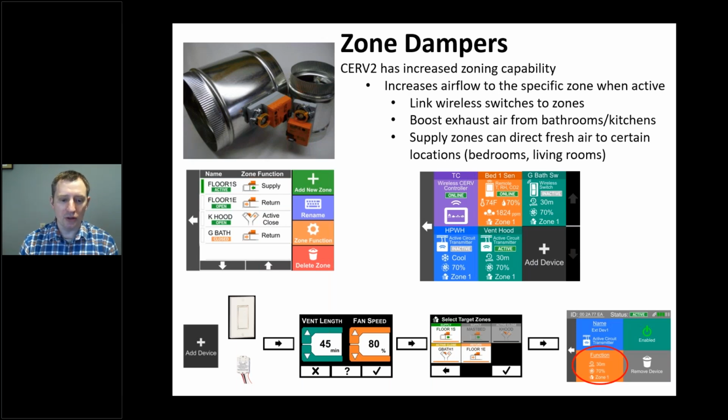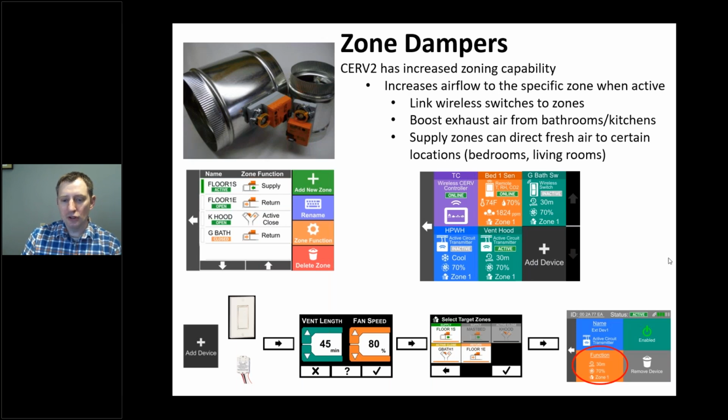And these zones you also set, so you can link several to the same switch, or several switches can be on one zone. So you can have multiple bathrooms on a single zone damper if they're all connected together. So it really depends on the house layout and how you may want to control things.